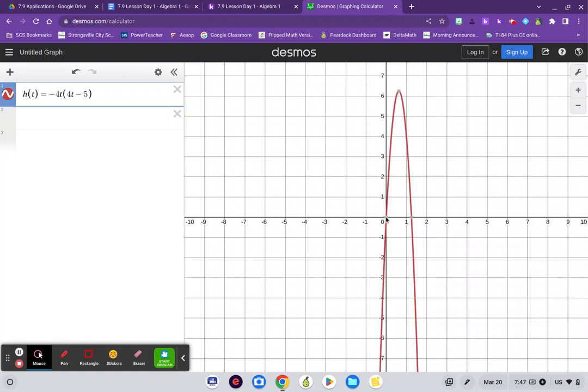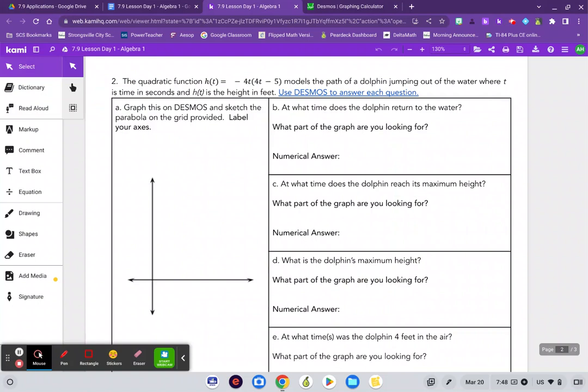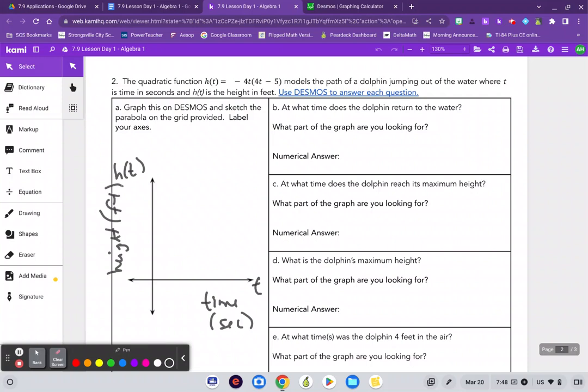So I'm thinking about points I could go through, 0, 0. It looks like I have a vertex at about just past half, and then 6.25. I have a y-intercept, and an x-intercept at 1.25. So I just want to pick some of these key pieces and plot them on my graph. I also need to label my graph. And so if I were to label, this is my t or x, and this would be h of t. T is time in seconds, and h of t is height in feet, okay?